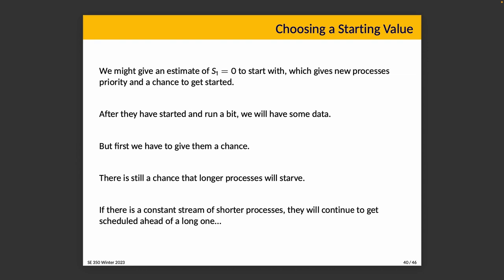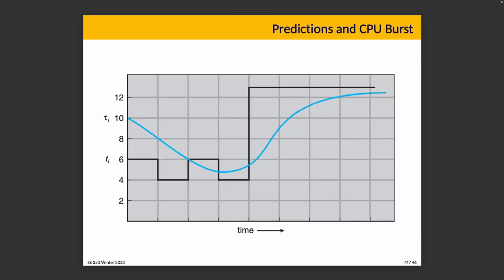A long waiting process is okay, particularly if it's just long overall. But what we don't want to see is that the process waits an indefinite, arbitrary amount of time, because, well, that would be starvation, and we do not like that. Here's another graph showing our predictions and CPU burst in this case.